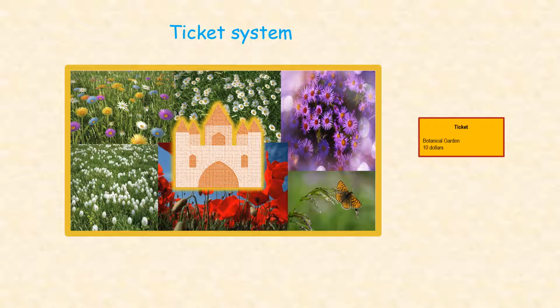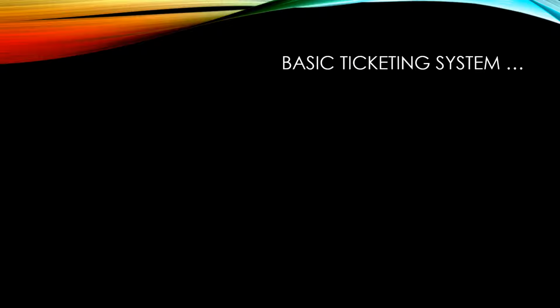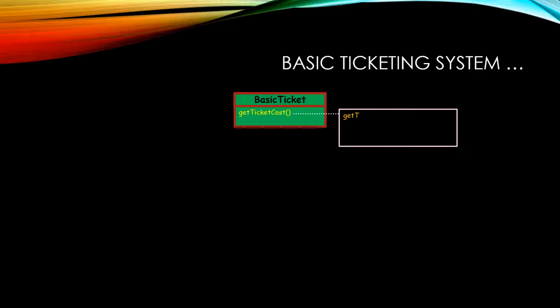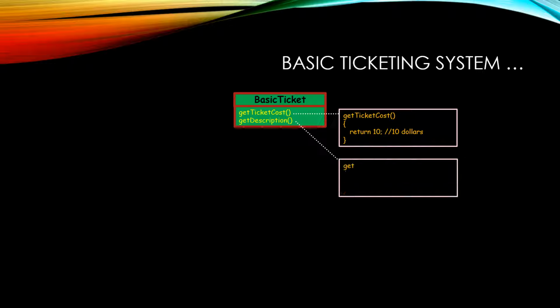So now let's take a look at how our ticketing application looks like. We have a basic ticket class representing the ticket itself. It has a method to return the cost of the ticket. So the method will return 10 in this case. It also provides a method to return the description of the ticket. In this case, it returns a string called Botanical Garden.